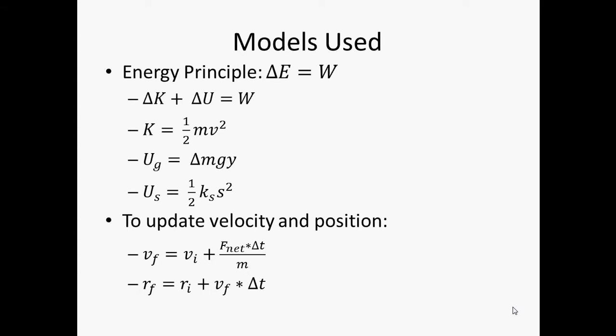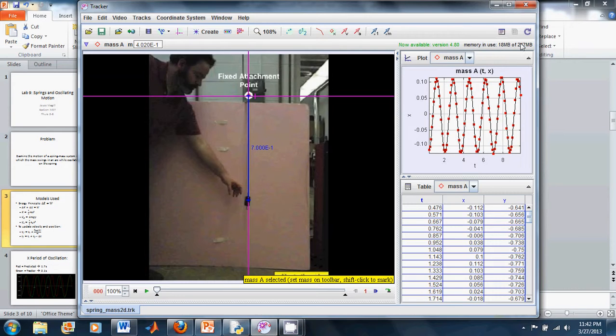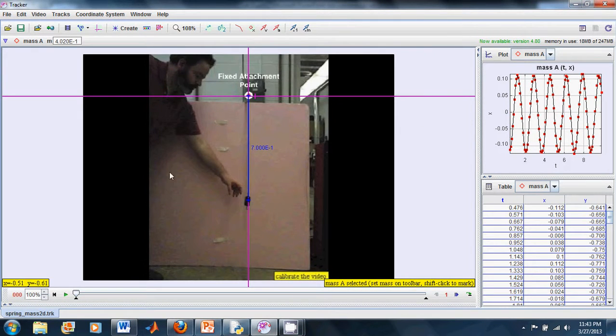In addition, we used the momentum principle from earlier in the year, which is just to update the velocity and the position. Final velocity is equal to initial velocity plus the net force times the change in time over mass, and the final position is equal to the initial position plus the final velocity times the change in time.